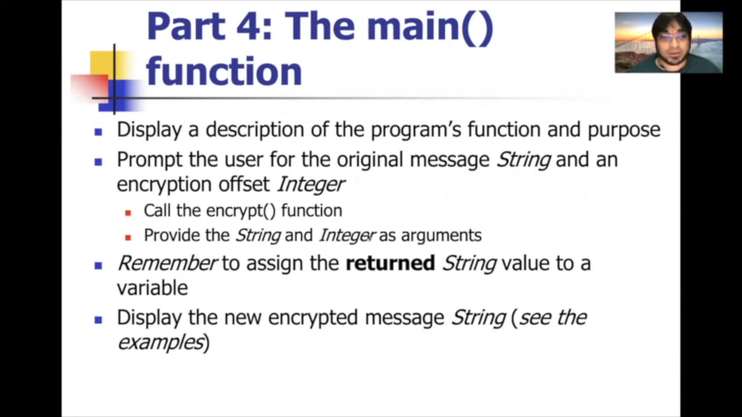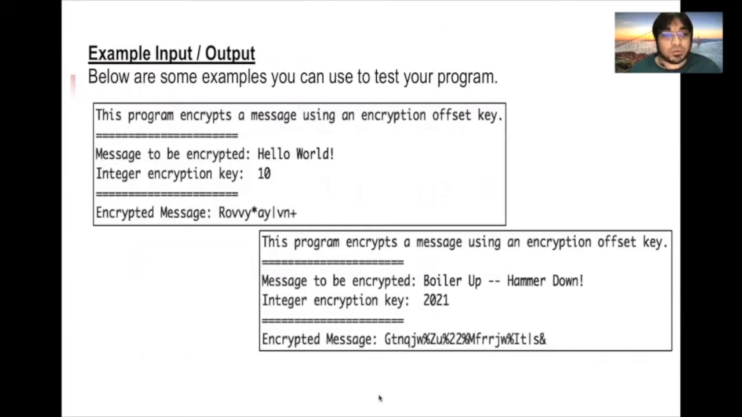Now, we have to remember to assign the returned string value to a variable, or else we are going to lose that value, and then display the encrypted message. So this is what it would look like. Hello world with encryption key 10 would give us this weird sequence.